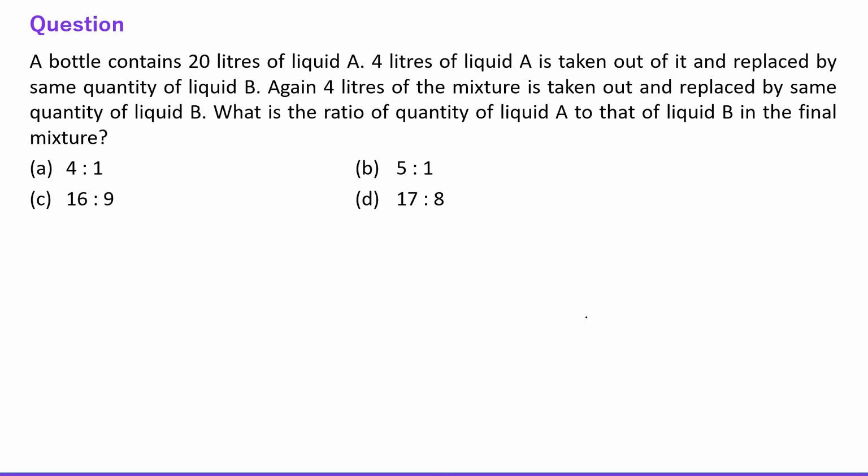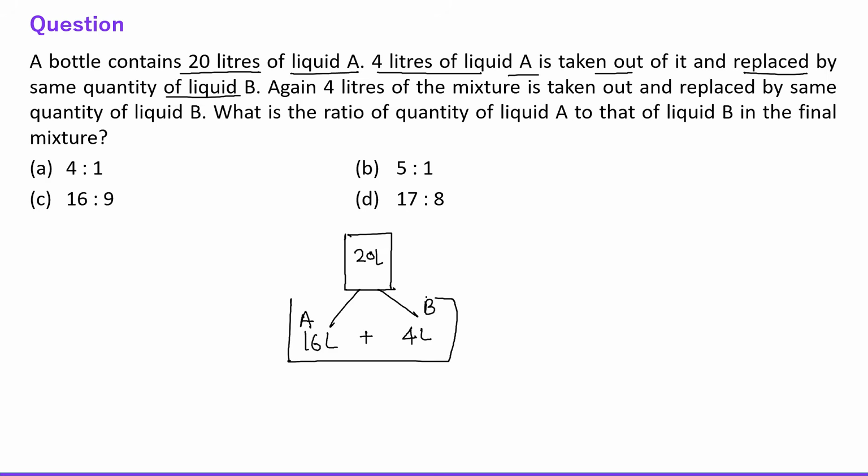The next question says a bottle contains 20 liters of liquid A. 4 liters of liquid A is taken out of it and replaced by the same quantity of liquid B. Let's say this is the vessel or bottle. 20 liters of liquid A is there. 4 liters of liquid A is taken out. So now this is 16 liters of liquid A, replaced with the same quantity of liquid B. So now this is 4 liters of liquid B. This is after the first operation.